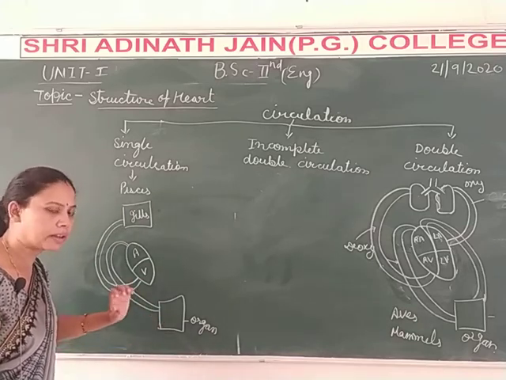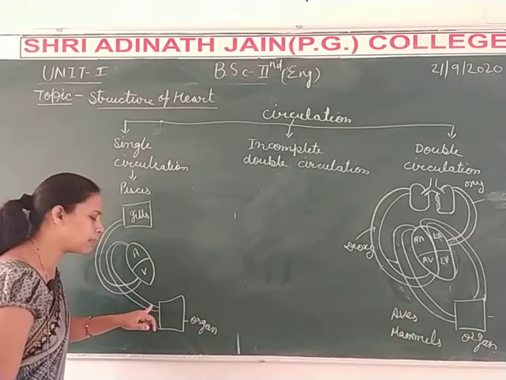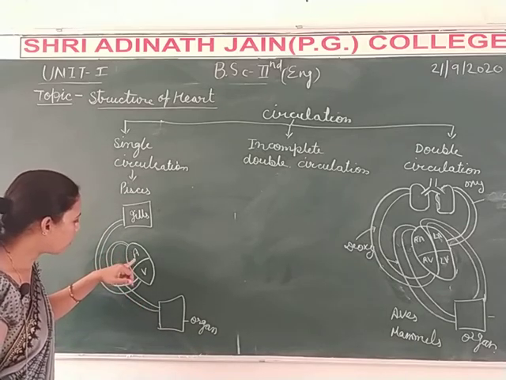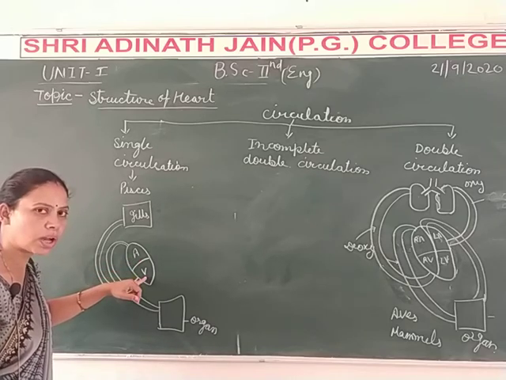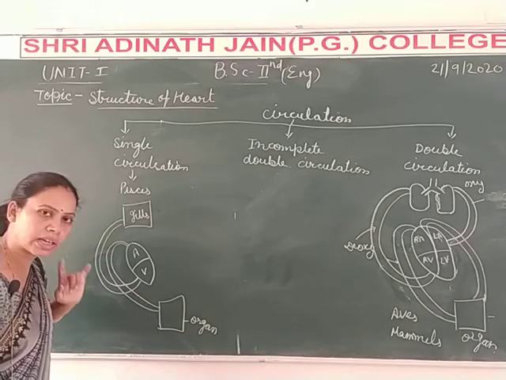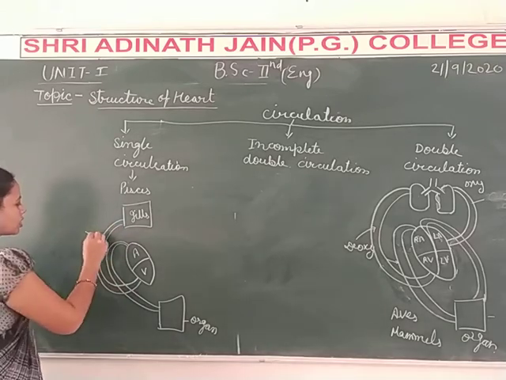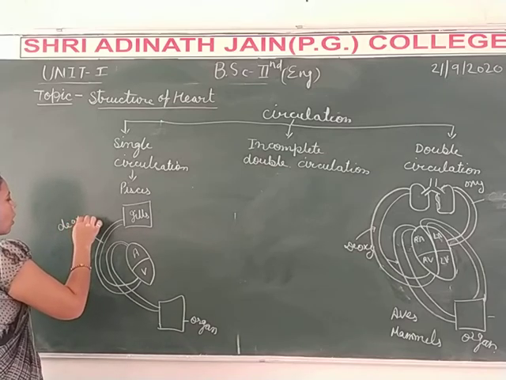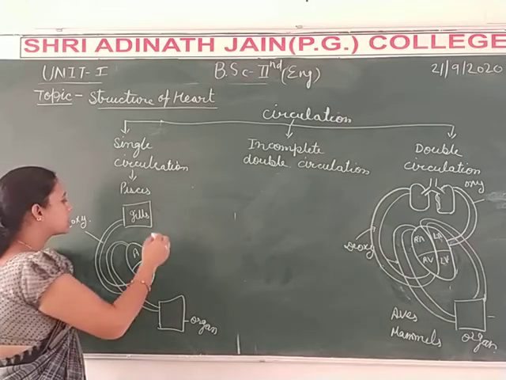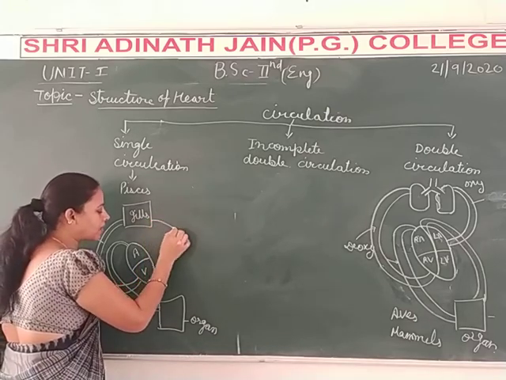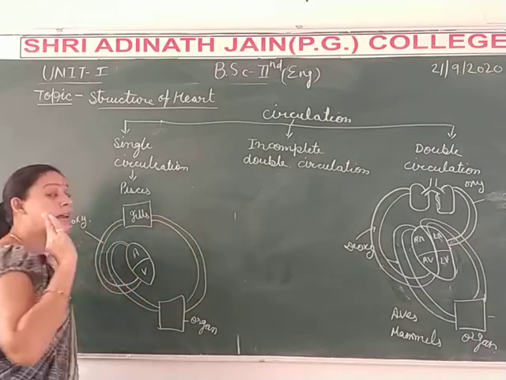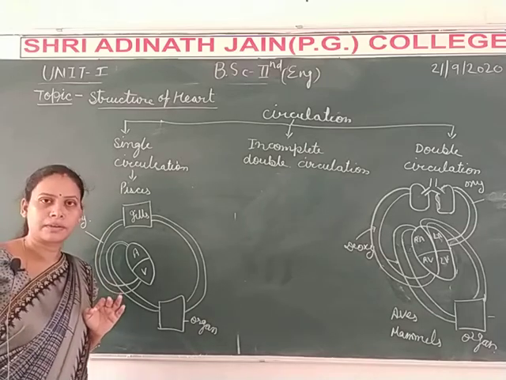From the organ or tissue, the deoxygenated blood is collected by the vein and enters into the auricle. From the auricle, this blood is sent into the ventricle, and from the ventricle it is transferred to the gills area for oxygenation. So it is deoxygenated blood. From the gills, the blood is not transferred to the heart, it's transferred directly to the organ.